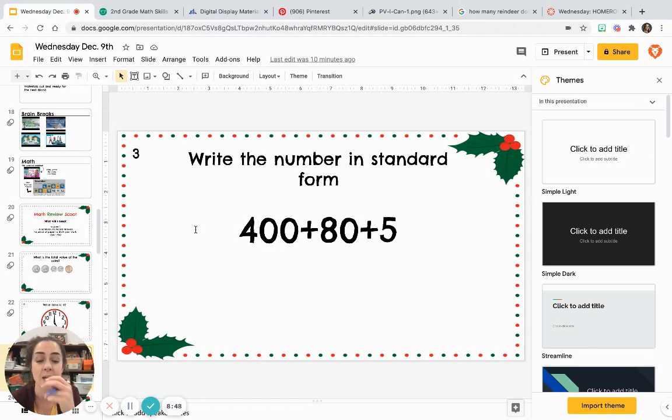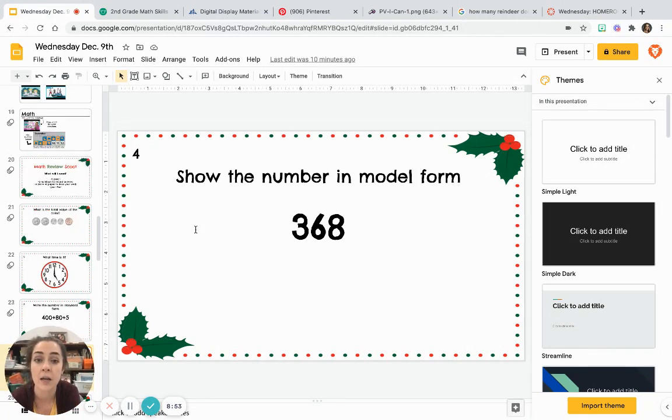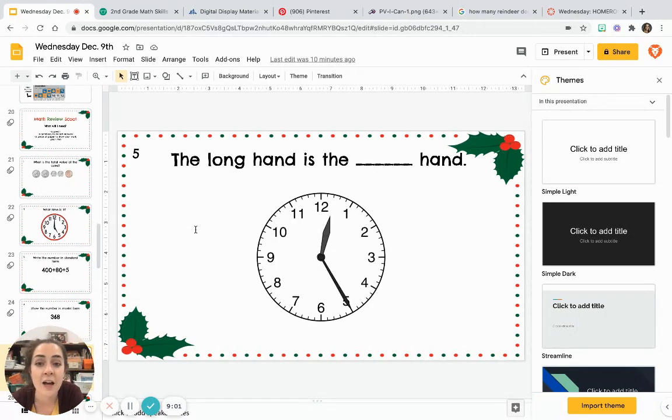Okay, write the number in standard form. I've written it in expanded form, so you're going to write it in standard. Show the number in model form. So this would be another great one to show your work right on the paper that you're working on. The long hand is the blank hand. So that guy's moving around so fast. What is that called? Is that the minute hand or the hour hand?